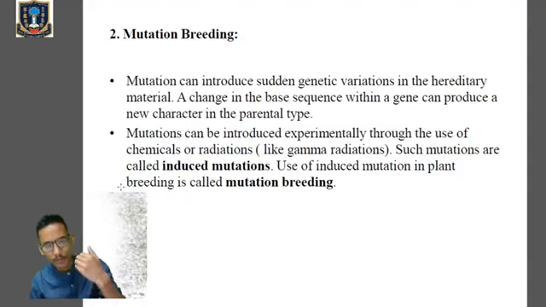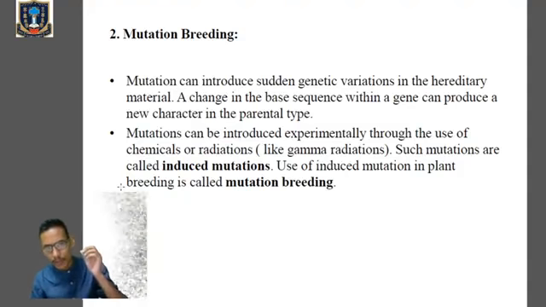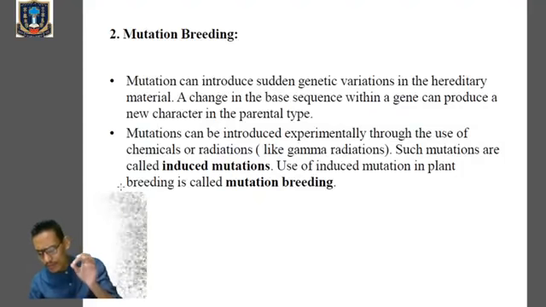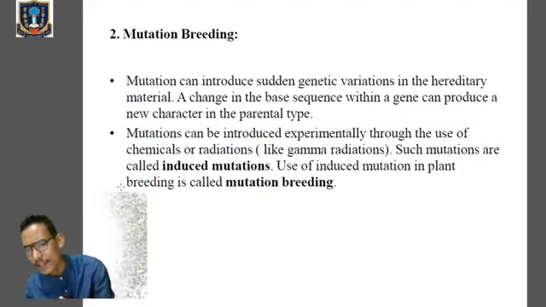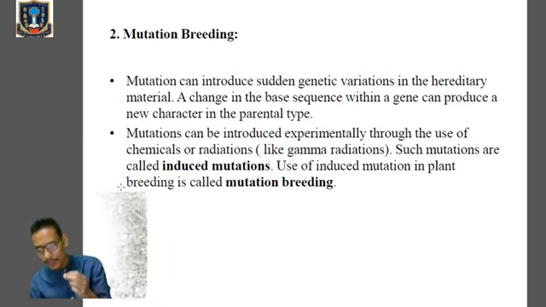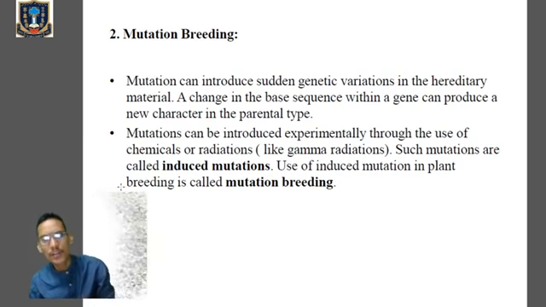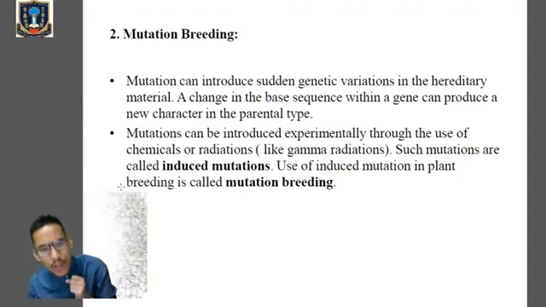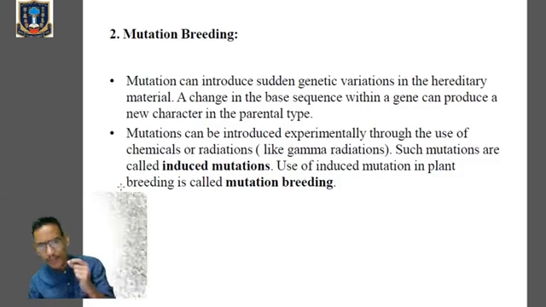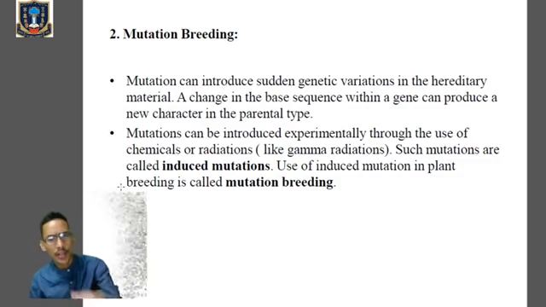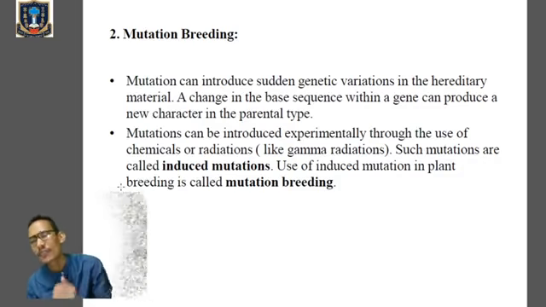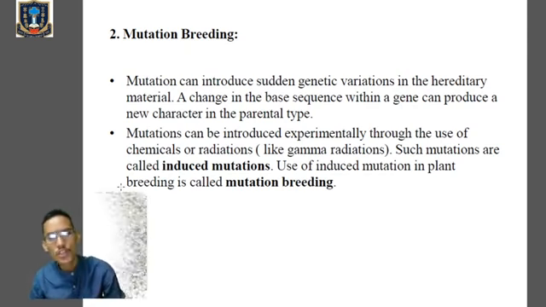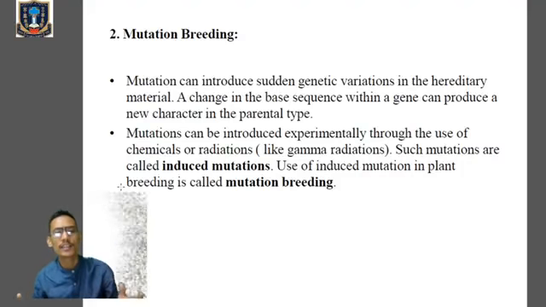In order to develop the disease resistant plants, now we'll just talk about mutation breeding. So mutation can introduce certain genetic variation. Genetic means gene, in the hereditary material. Hereditary means the characters which are inherited from parents to offspring. So those genetic changes can be induced in the plant, and those changes can be inherited from the parents to the offspring. A change in the base sequence within a gene can produce a new character in the parental type.